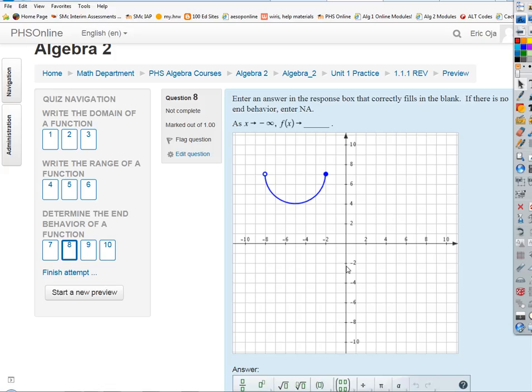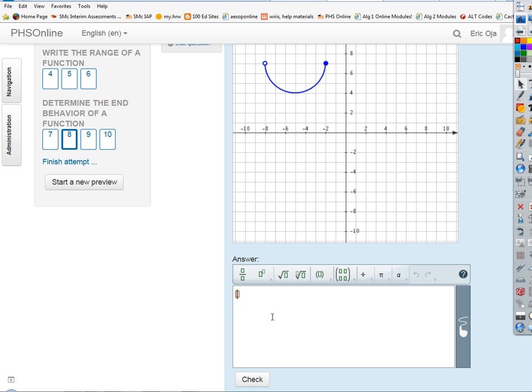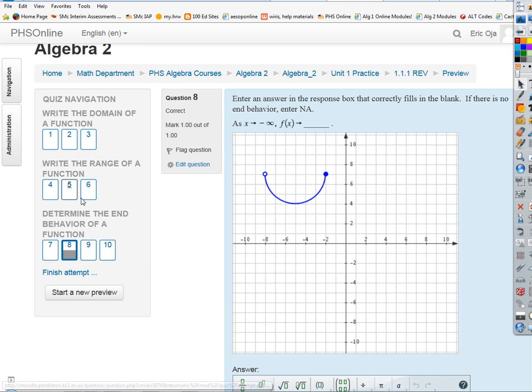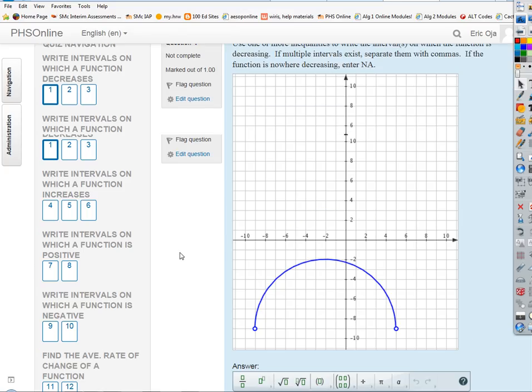Does that one make sense? As x approaches negative infinity, does it approach negative infinity? No. The ant has to stop when he gets up to -8, right? The function doesn't go forever, and so the end behavior is there is none. So I would just enter NA, like instructions say. Okay? Okay, moving on. How about this guy?